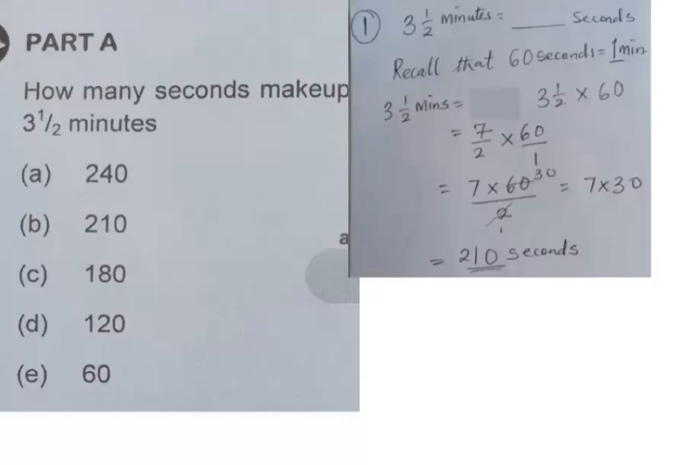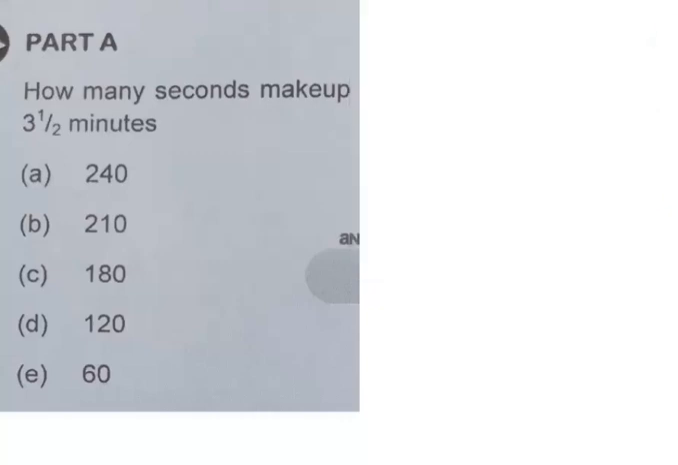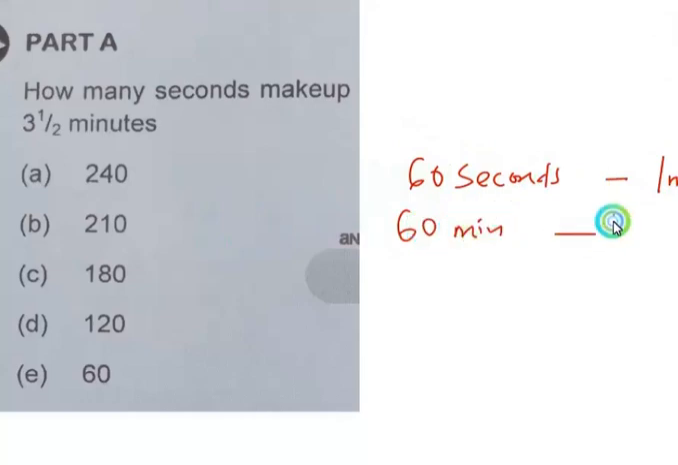So you recall that 60 seconds make 1 minute. From the time measures that you've learned in school, we are made to understand that 60 seconds give you 1 minute, 60 minutes gives you 1 hour, 24 hours give you 1 day, and it goes on and on like that, right?